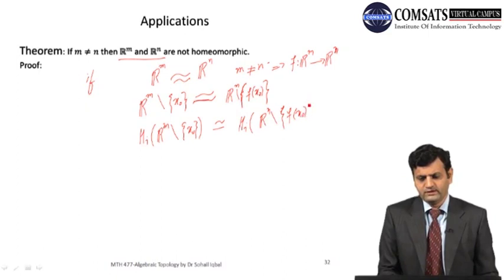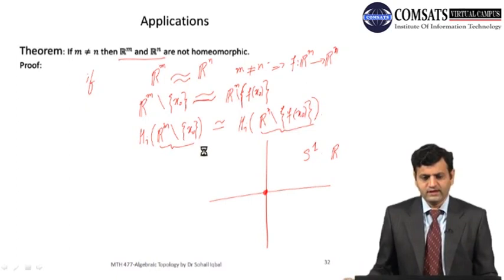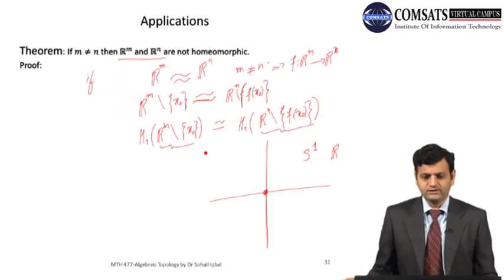Now the point is, if I have R2 and take one point out, then it behaves like S1, so it's a circle. In general, each behaves like an n minus 1 sphere. So these are spheres, and we know from the previous result that if m is not equal to n, these spheres are not homeomorphic, and using this result we can say that Rm and Rn are not homeomorphic.